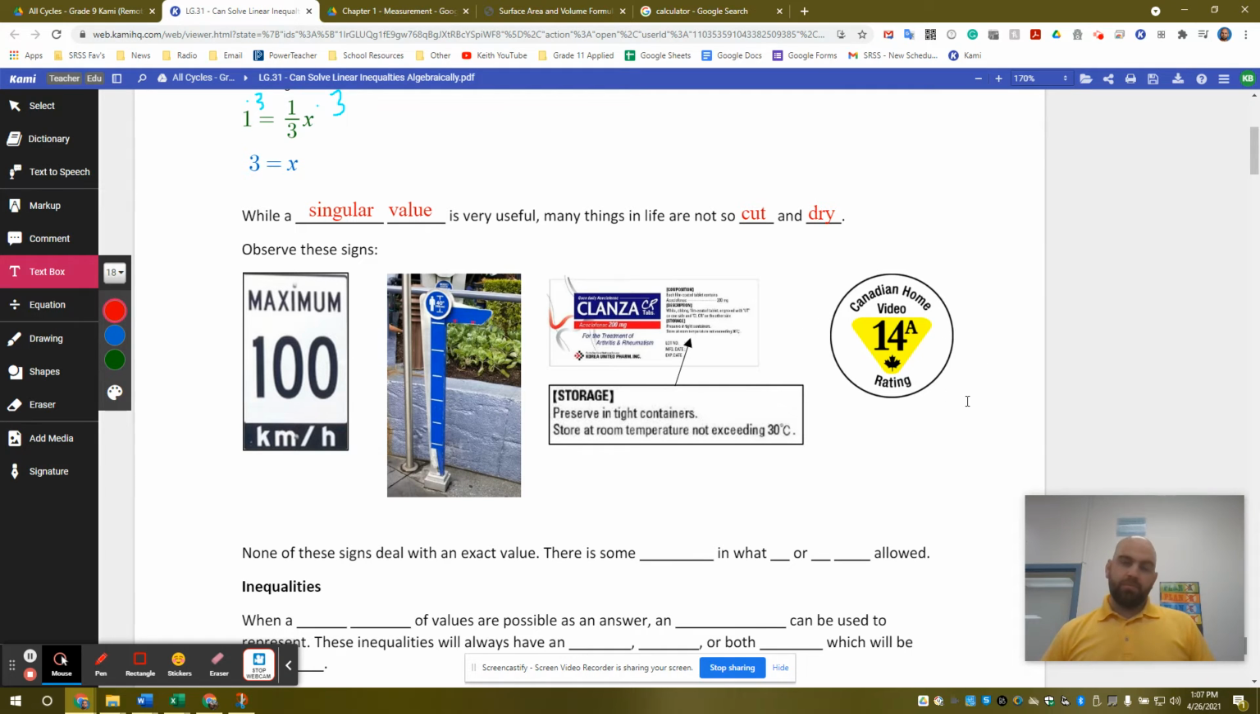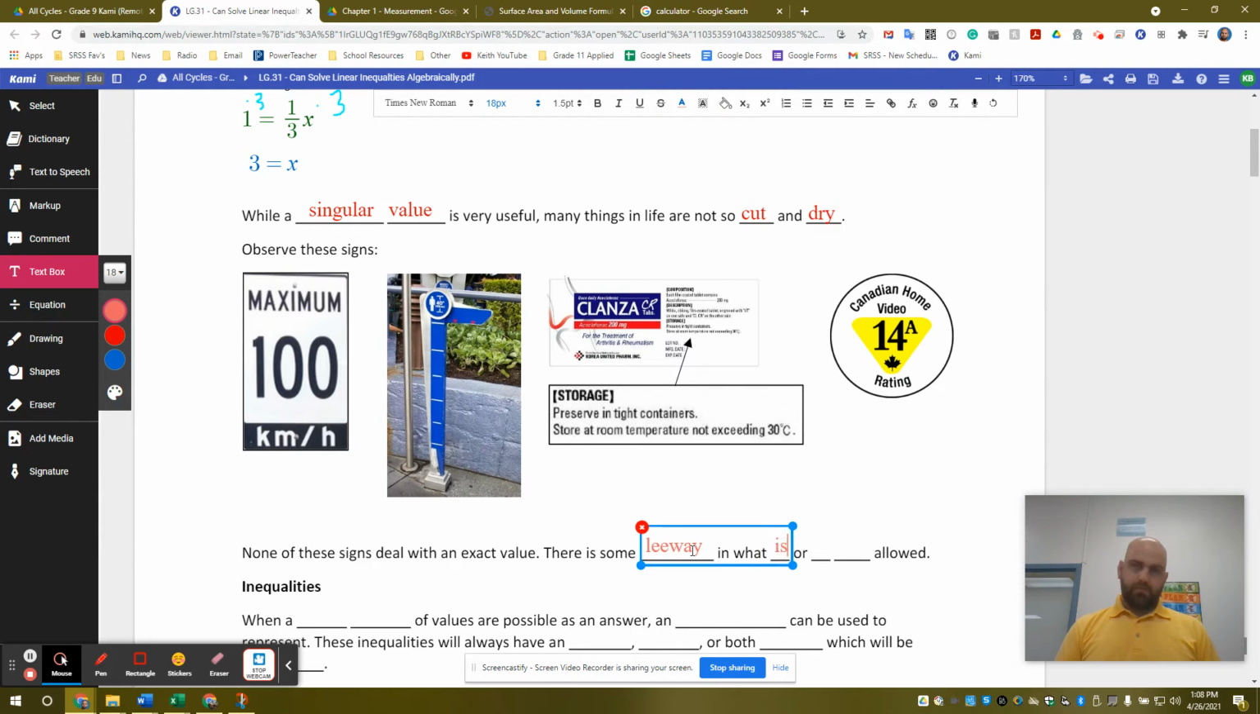A video rating that you may have seen is 14A. That tells you that the video is recommended for people that are 14 and older. You can be older than 14 and still watch this video. It's not an exact value. None of these signs deal with an exact value. There is some leeway in what is or is not allowed.